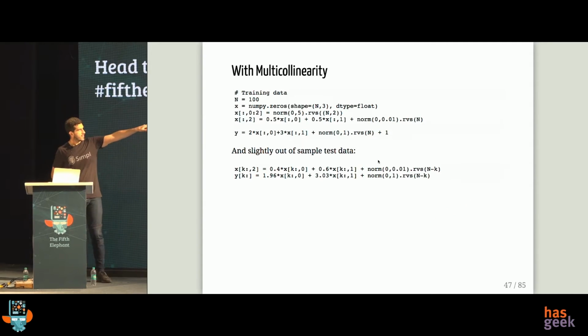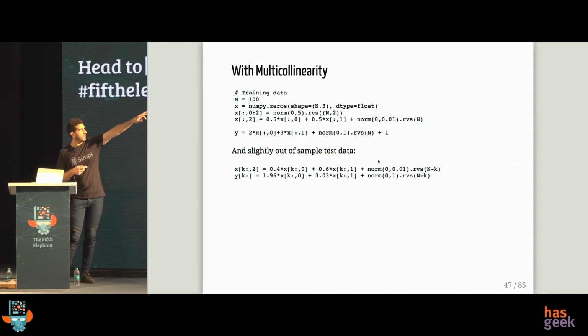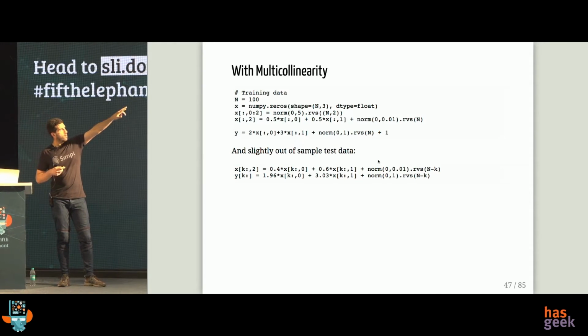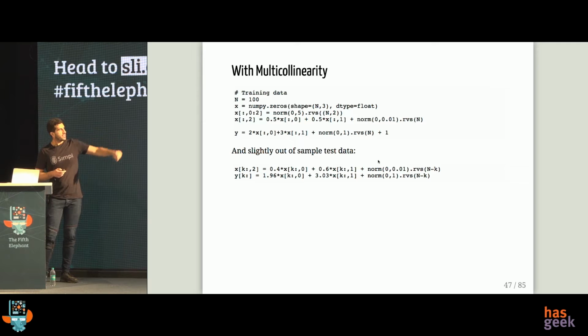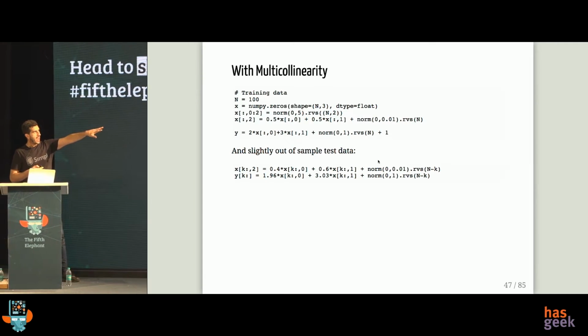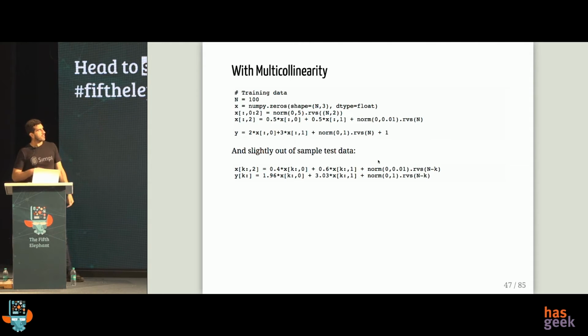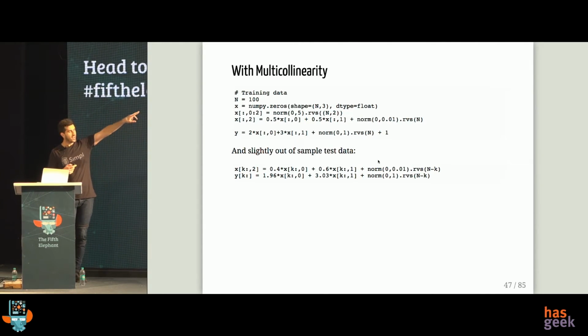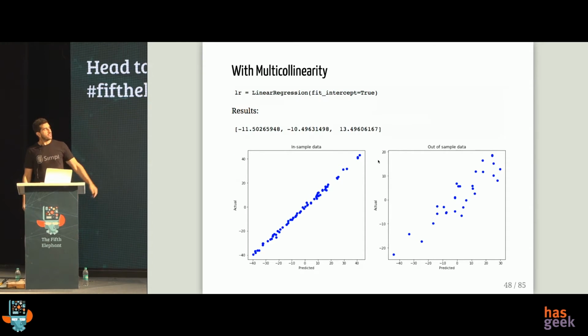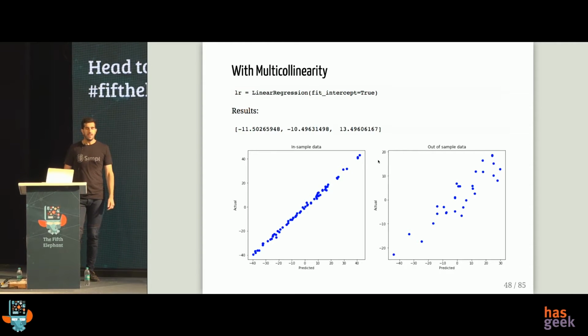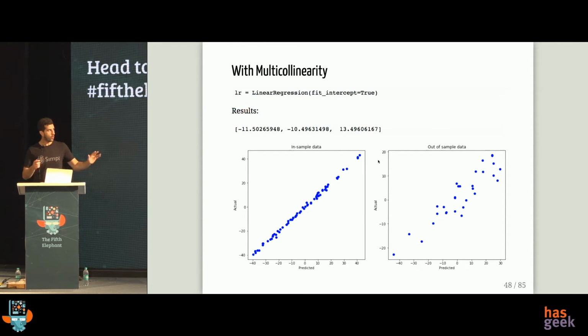So what I've done here is I've generated similar data. In the sample data, x0 and x1 are 50-50 matched. In the out-of-sample data, they become slightly mismatched, 40-60 instead of 50-50. And also the value of y has changed a little bit from 2x0 plus 3x1 to 1.96x0 plus 3.03x1. So really small model changes that you hope your model will be stable against. And then what happens is, with multicollinearity, on the out-of-sample data your predictions become horrible. They just don't work at all.